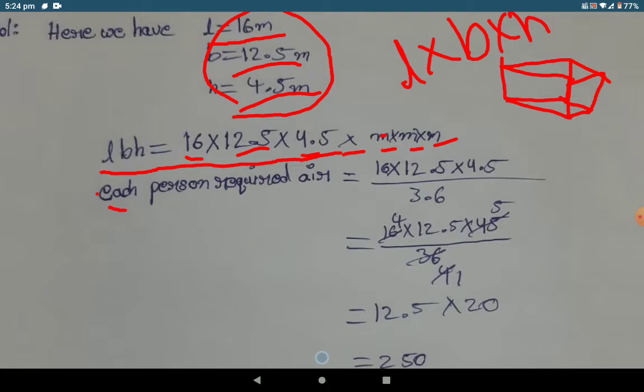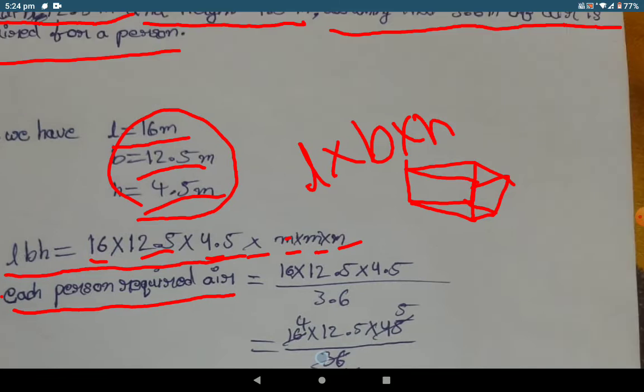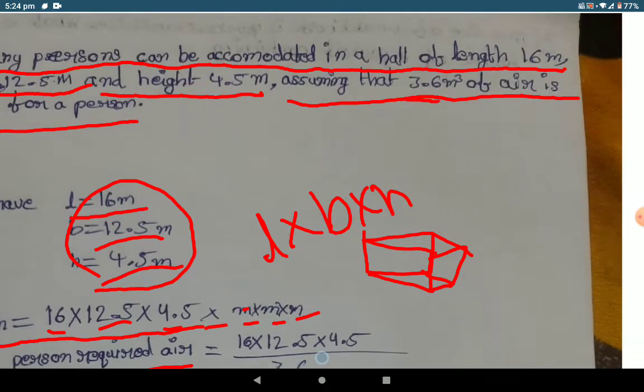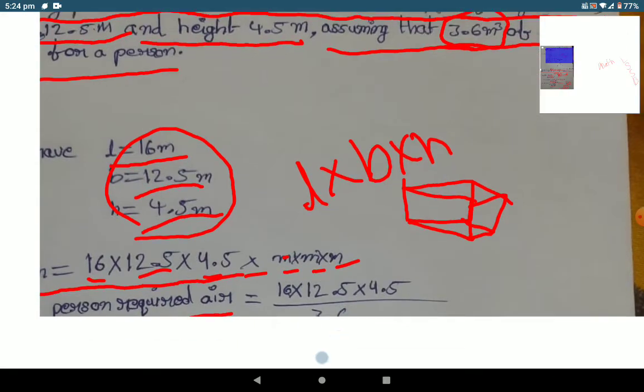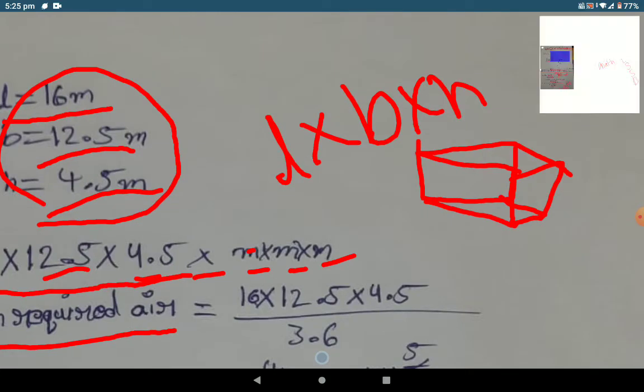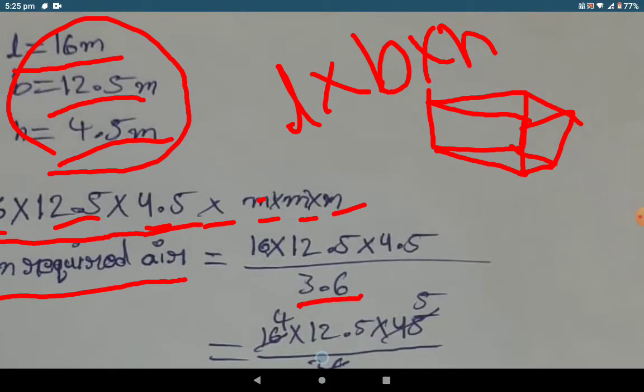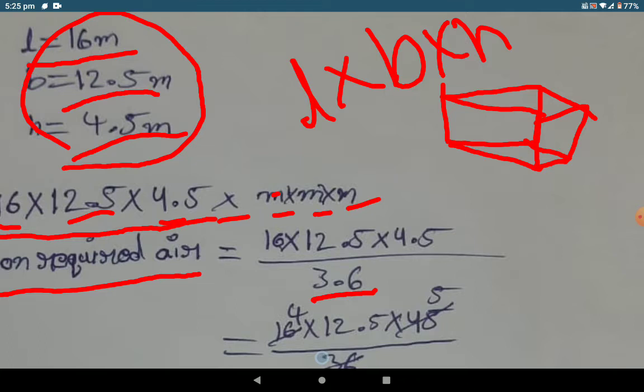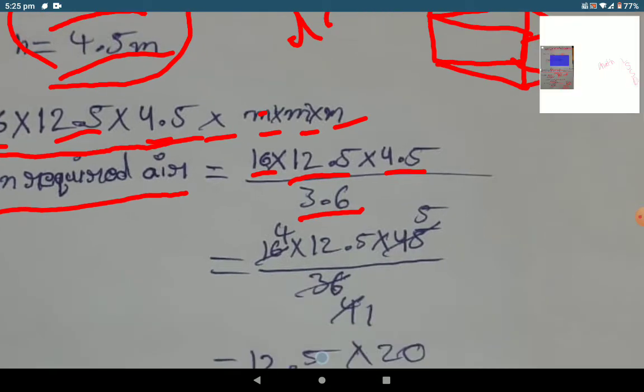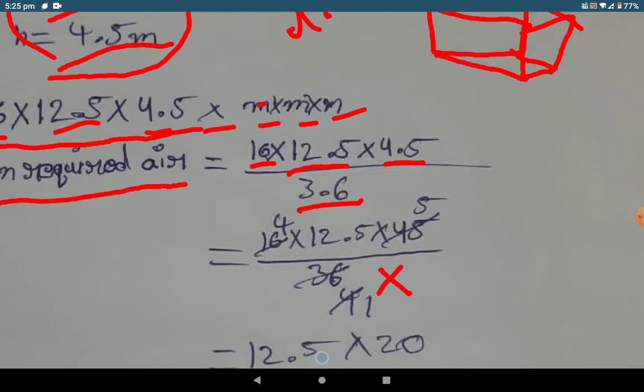And each person requires air. Here they mentioned that each person requires 3.6 meter cube of air. So that is 16 into 12.5 into 4.5 by 3.6. So we multiplied the 3.6 below by 10 and we did the same above, 4.5 into 10.